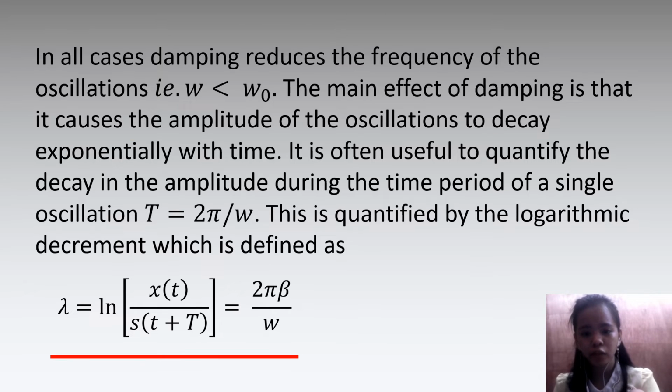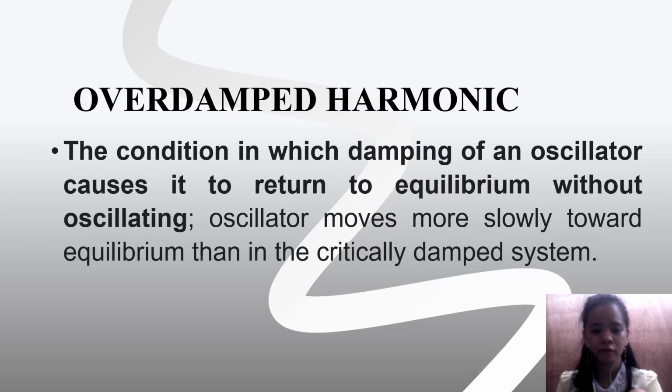It is often useful to quantify the decay in the amplitude during the time period of a single oscillation, T equal to 2π/ω. This is quantified by the logarithmic decrement, which is defined as λ equal to the logarithm of x(t) over x(t+T), which is equal to 2πβ/ω.